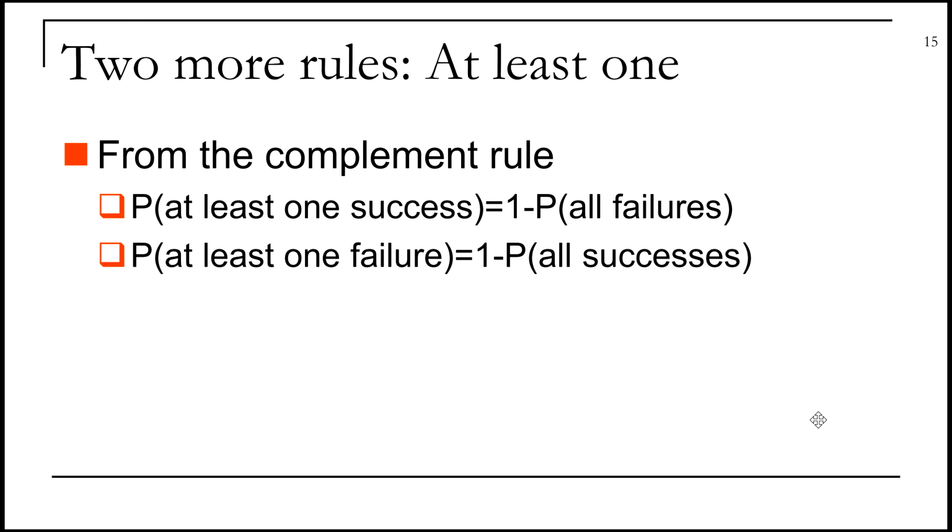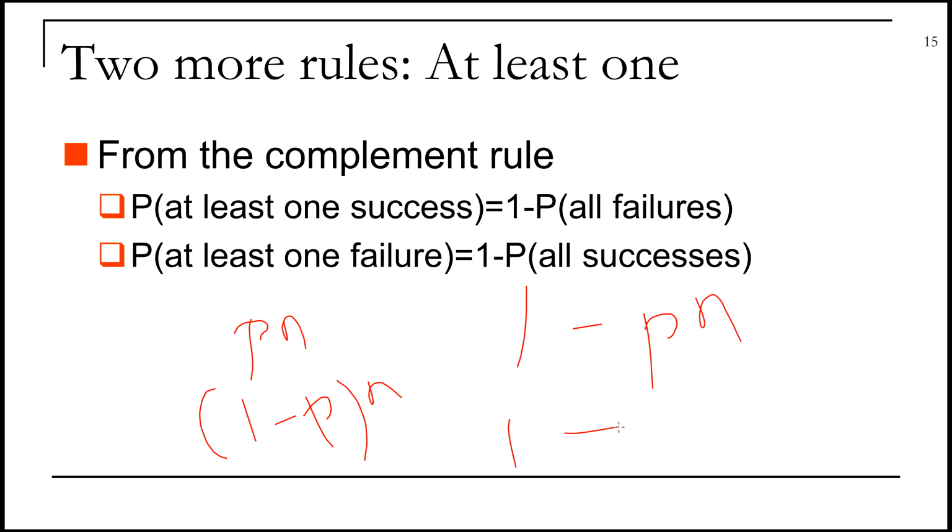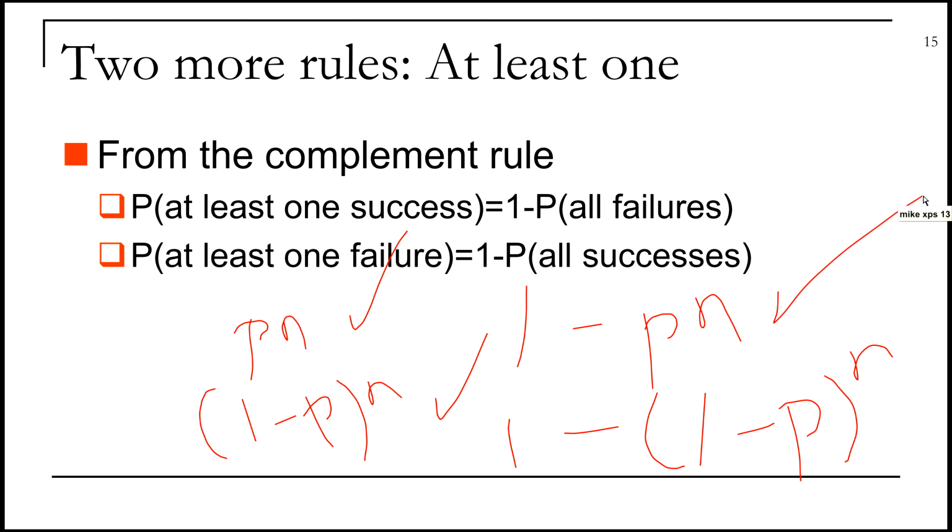There are two more rules. From the complement rule, if you take the complement of all failures, it's at least one success. And the complement of all successes is at least one failure. So we actually get 4 probabilities we could easily do by hand. There's p to the n, (1 minus p) to the n, 1 minus p to the n, and 1 minus (1 minus p) to the n. Looks absolutely weird, but p to the n is probability of all successes, (1 minus p) to the n is all failures. We're negating all successes, this is at least one failure. We're negating all failures, this is at least one success.